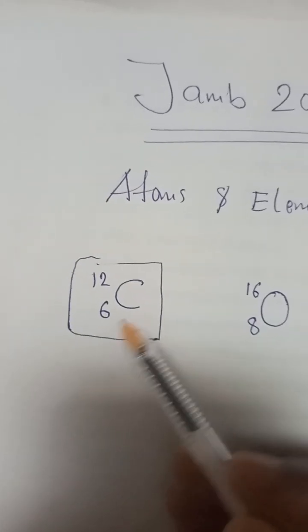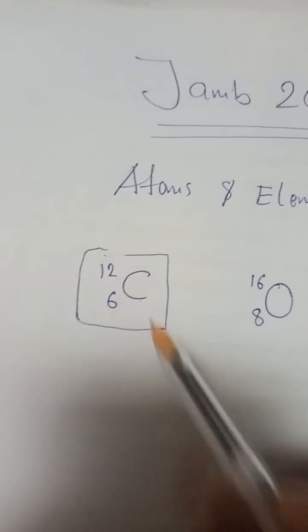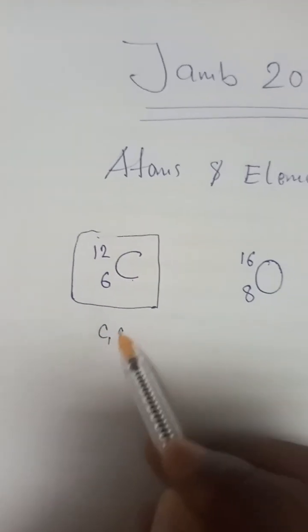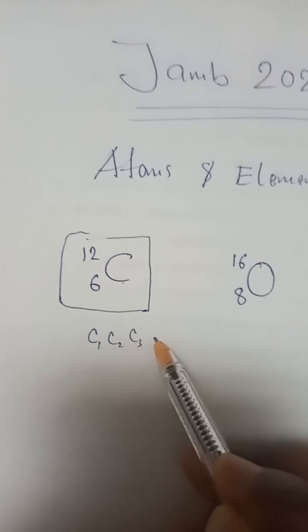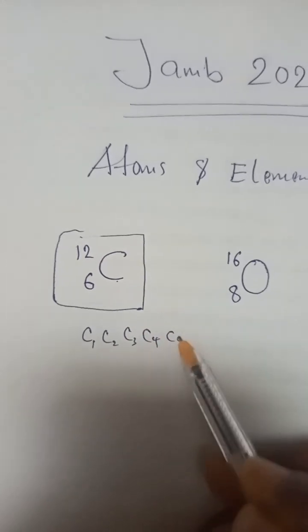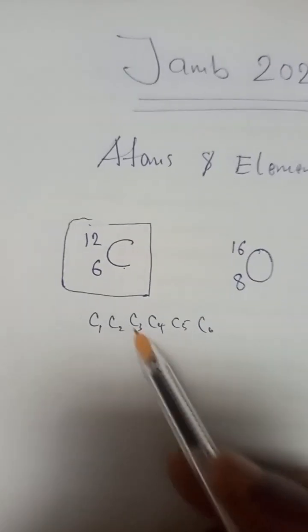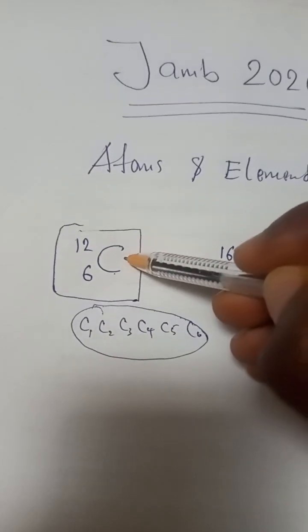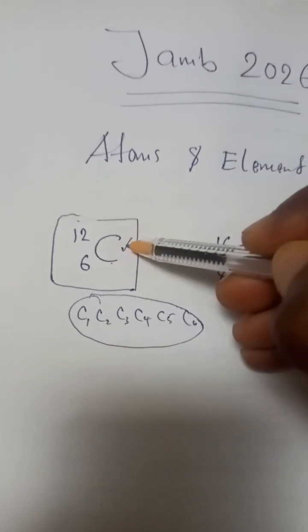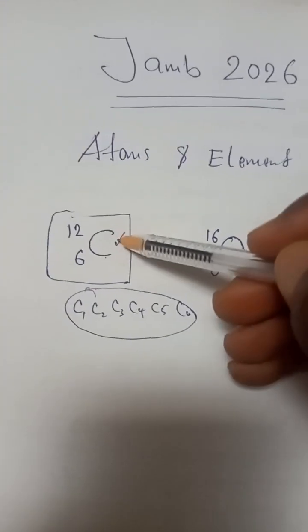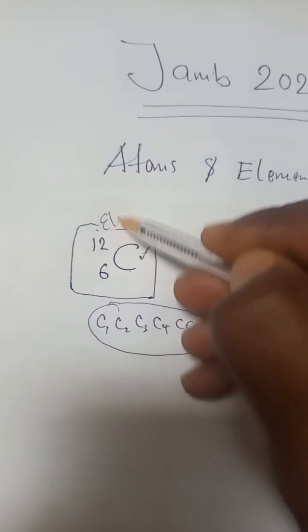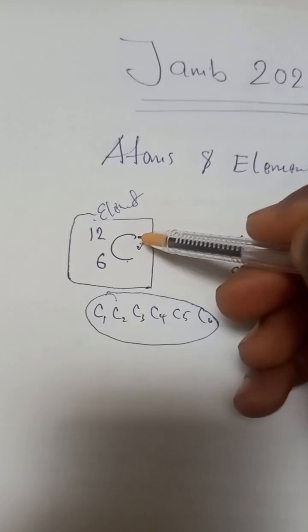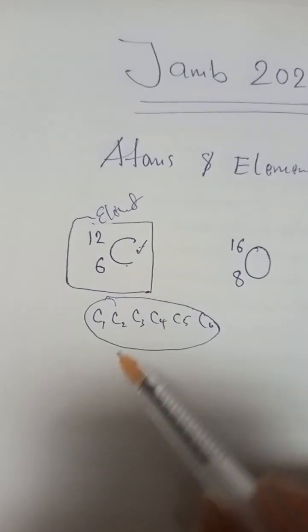How many atoms do we have here? We have 6 atoms of carbon. So we have carbon 1, carbon 2, carbon 3, carbon 4, carbon 5, and carbon 6, all together, 1 to 6, to form the element which is called carbon. So inside this element, how many atoms of carbon do we have?